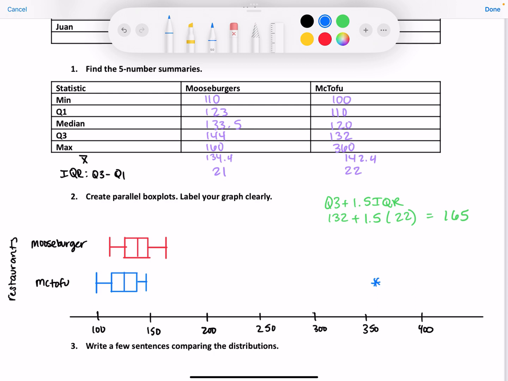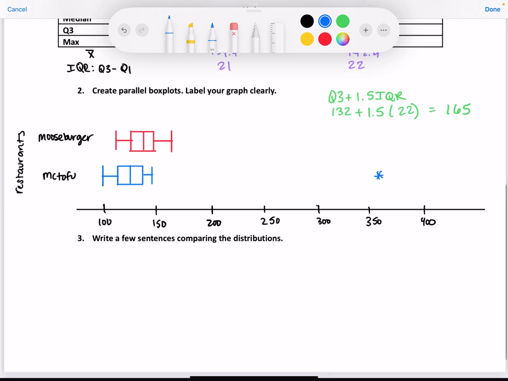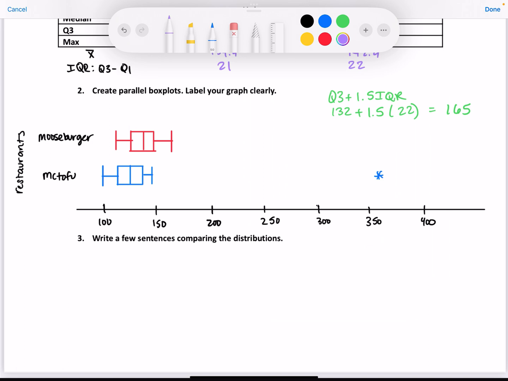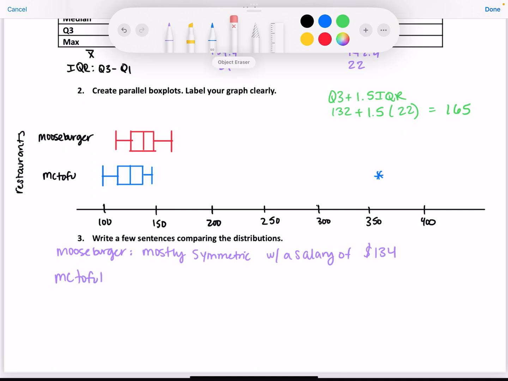All right, so write a few sentences comparing the distribution. So something like for Moose Burger was mostly symmetric, with a salary of $134. McTofu. Okay, and that's average salary, obviously.